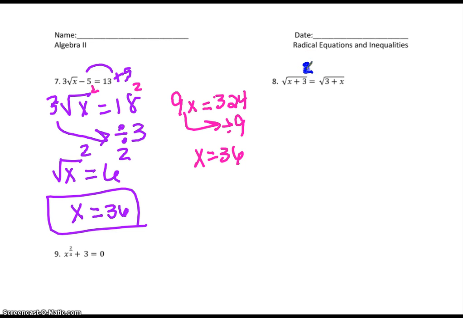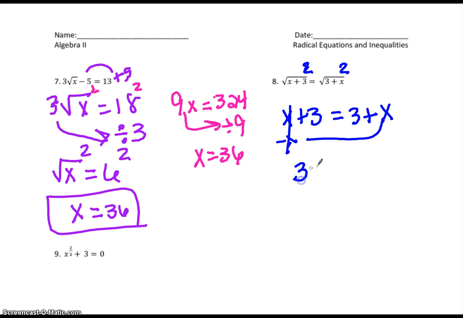All right, for number 8, you're going to square both sides. It's a little different here because we've got a square root on each side of the equal sign. Works the same. When you square on the left, you lose the square root and it becomes x plus 3. When you square on the right, you lose the square root and it becomes 3 plus x. So then I would bring my x over and subtract it, and it cancels and leaves me 3 equals, and the x is gone, 3.